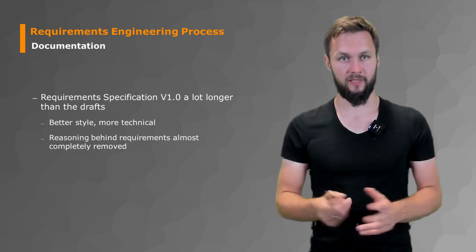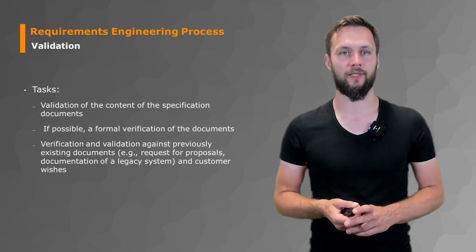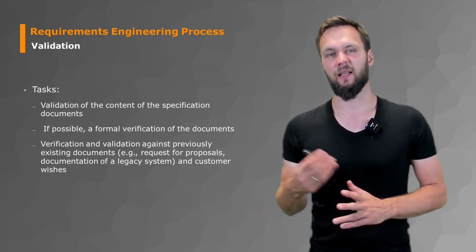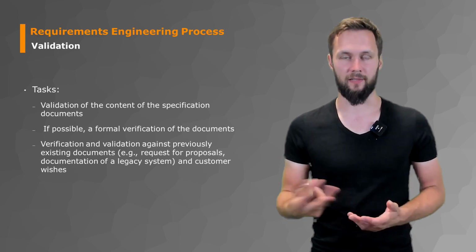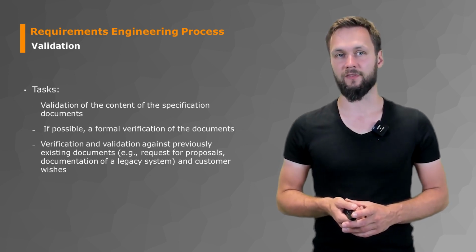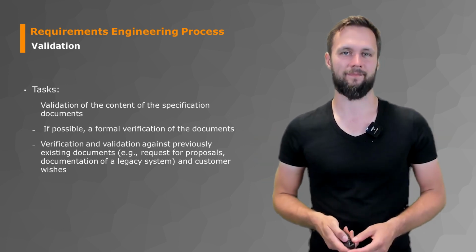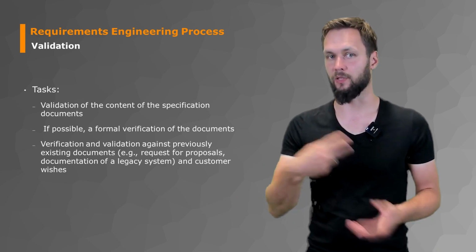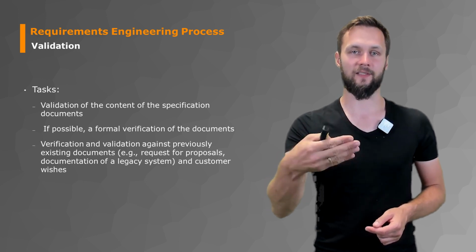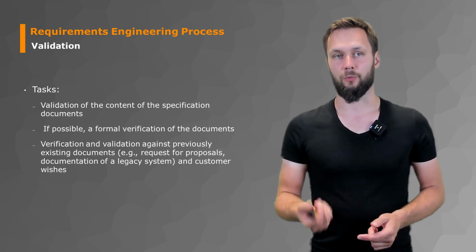Once you have this complete document, you go to validation. The task is to validate the content of the specification document. If possible, do a formal verification of the documents. That's usually not the case, but if you can do that, verification and validation against previously existing documents makes a lot of sense. So if you have a legacy system, if there is something that you can use, do that. But also not only against existing documents, but also comparing it to the customer wishes. So is this what they actually are looking for? Is this what they should put in the contract when starting or before starting the process or the project?